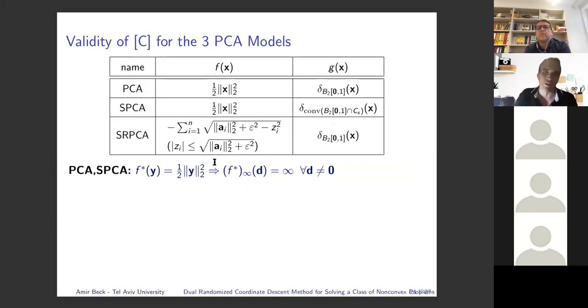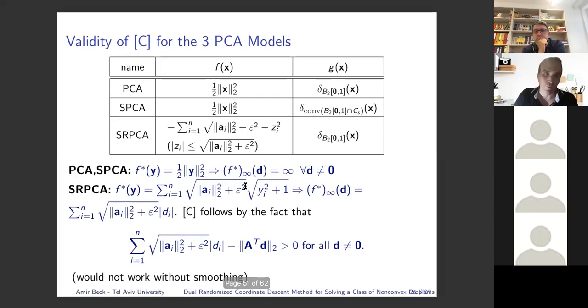Here it's trivial because F star is half L2 squared norm of Y. Then the asymptotic function of the conjugate is just infinity. So of course it's positive. It's more complicated for the square root PCA, where the F star of Y was this function.